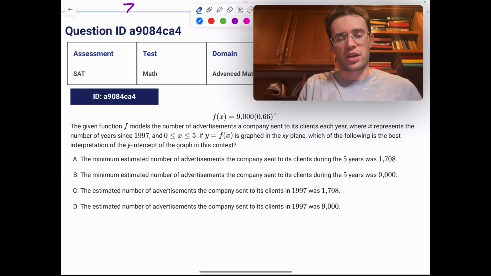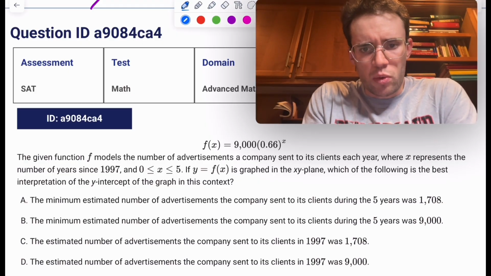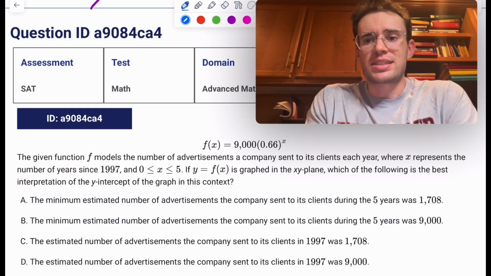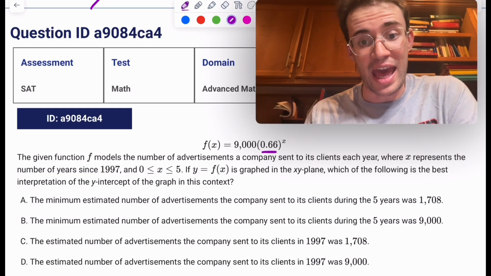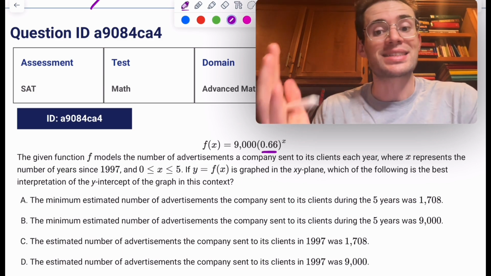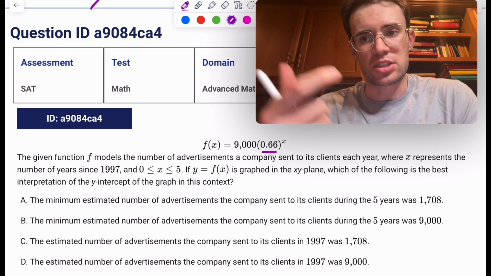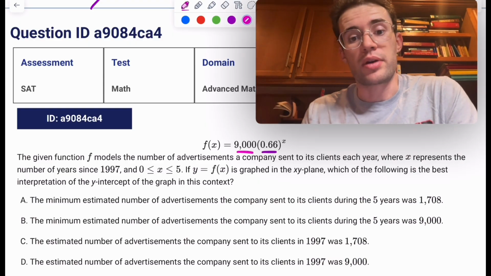All right, so we have f of x equals 9,000 times the quantity 0.66 raised to the x power. So this is an exponential function. Specifically, it's exponential decay. We know that because the growth factor, in this case the decay factor, is less than 1. So it's shrinking at each time. Our initial value, the principal value, is 9,000.